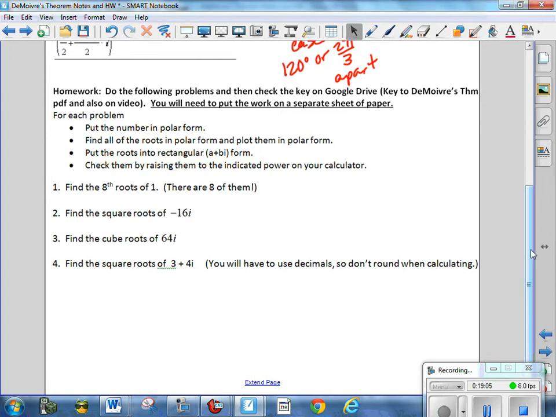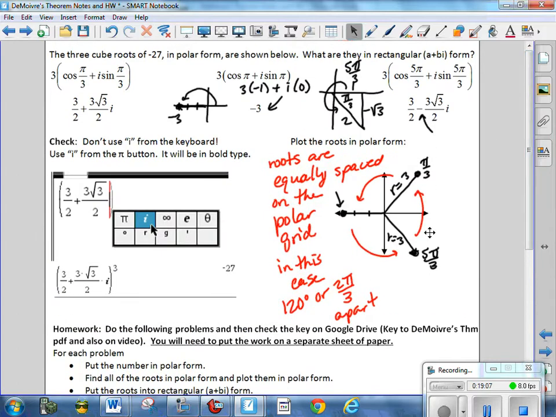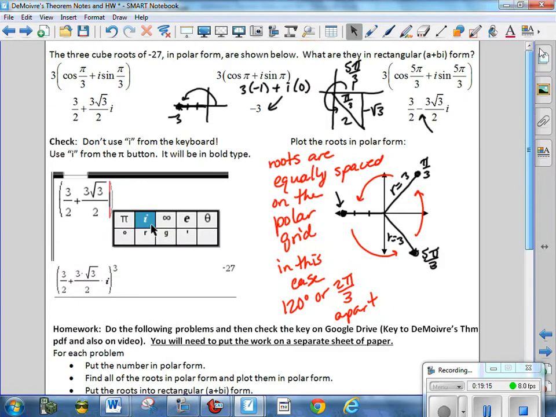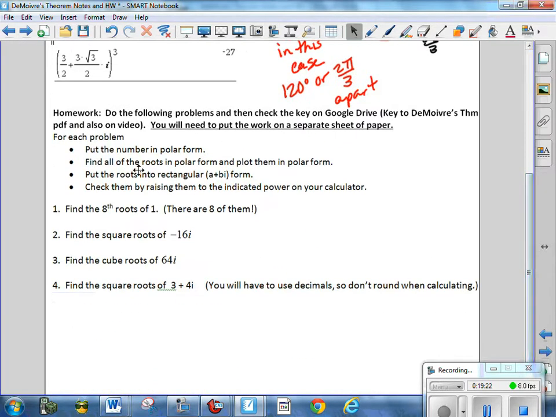When I say plot them, show how they're equally spaced and where they all are located. Thirdly, put the roots into rectangular form, like these down here. Put them into a plus bi form. And then fourth, check them by raising them to the indicated power on your calculator.